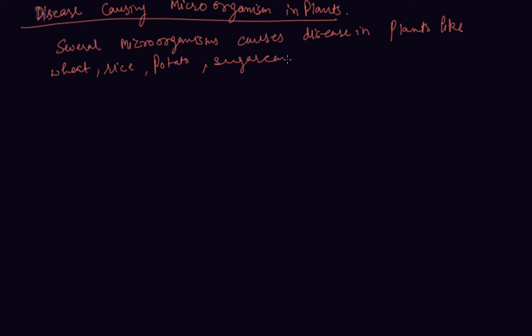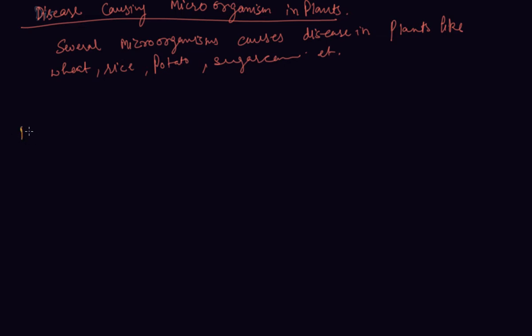sugarcane, and so on. The disease reduces the yield of the crops, meaning whatever the production was earlier, after getting the disease the production is reduced. They can be controlled by using certain chemicals which can kill the microbes. In the previous chapter on crop production, we discussed some chemicals to make the crop free from weeds, or you can say microorganisms. In this way we can protect plants from diseases.